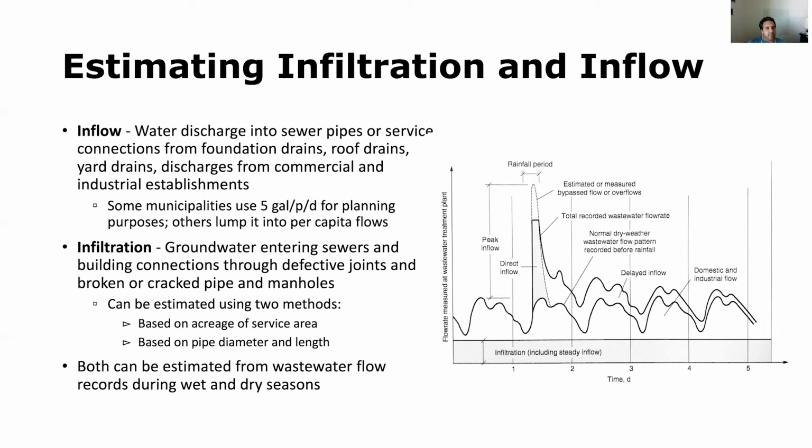And infiltration, on the other hand, is defined as the groundwater which enters sewers and building connections through defective joints in broken or cracked pipes and manholes. So this can be estimated using either the acreage method or the pipe diameter and length method. And we'll see some examples about how this is done. Both of these, inflow and infiltration, can also be estimated using wastewater flow records during wet and dry seasons. And that's actually usually the best way to get a good idea about what you might experience as infiltration and inflow, by looking at a similar system.